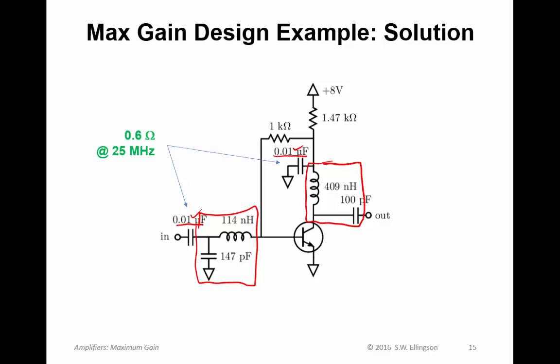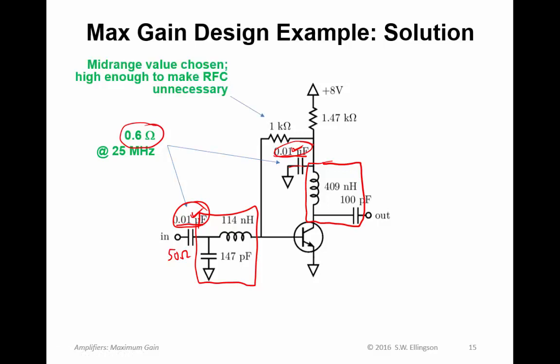0.01 microfarads at 25 megahertz has a magnitude of 0.6 ohms reactance. So 0.6 ohm reactance compared to 50 ohms here hardly matters, so that's adequate. And 0.6 ohms here will be a nice short to ground, approximately, for the RF signal. So in this case, I've chosen that. And I've chosen to make them the same just to simplify the bill of materials.